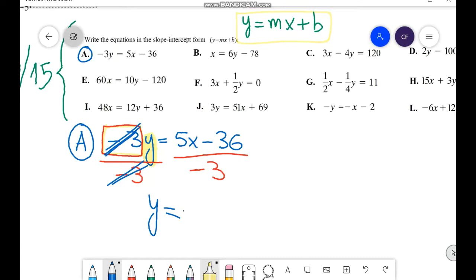5 divided by negative 3, negative 5 over 3. I cannot simplify, that's it. And pay attention, negative 36 divided by negative 3, negative and negative is positive. And if you're not sure, you can use a calculator. 36 divided by 3, 12. This is going to be the result. Y equals negative 5 over 3 x plus 12. Okay?